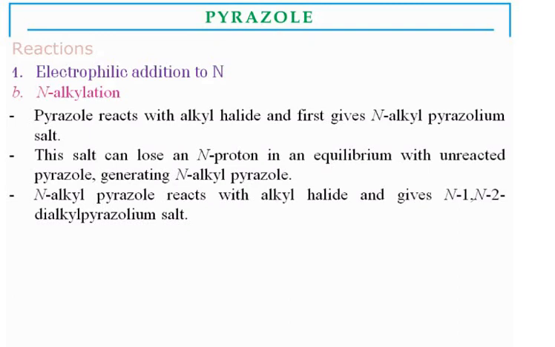Electrophilic addition to nitrogen. You know, my friend, pyrazole reacts with alkyl halide and first gives an N-alkyl pyrazolium salt. This salt can lose an N proton in an equilibrium with unreacted pyrazole, generating N-alkyl pyrazole. N-alkyl pyrazole reacts with alkyl halides and gives the N1, N2 dialkyl pyrazolium salt.